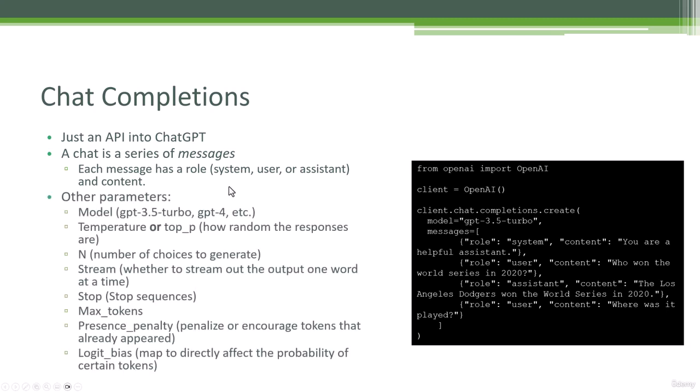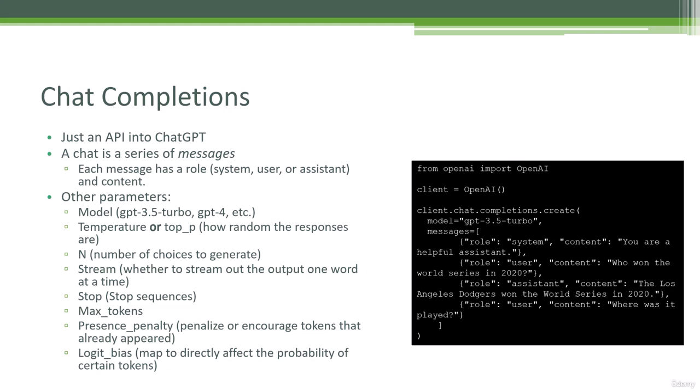Now there are other parameters you can pass in as part of this API call. For example, you can specify which model. Here we're using GPT 3.5 Turbo. You could specify GPT-4 or whatever comes after that. You can also optionally send all this other stuff like the temperature. That will control how random the responses are, like we talked about before.